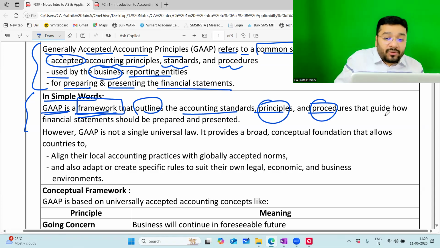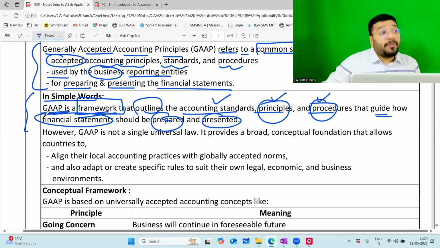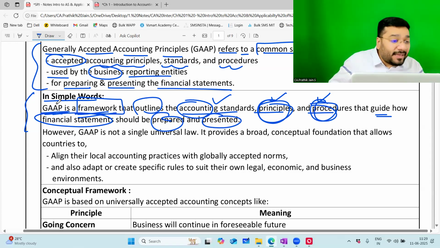So GAAP is going to guide us how the accounting standards are set, how the principles are set, how the procedures are set in the process of preparing and presenting the financial statement. When you prepare the financial statement, when you present the financial statement, there is a guidance that has been given. That guidance will help you to understand how the accounting needs to be done, on what principles the accounting needs to be done, what is the procedure to be followed to do the accounting. So that has been laid down by GAAP.